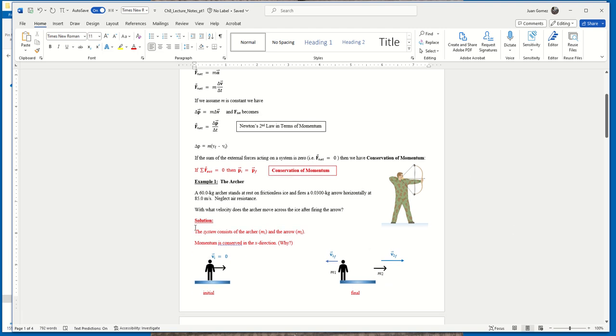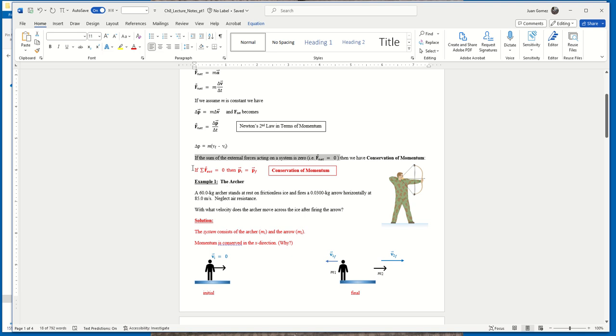So now there's something called conservation of momentum. In certain situations, the momentum of a system is conserved. And again, by system, we don't want to overthink it. It's typically one or more objects. And we'll see in this next example in just a second. But when is momentum conserved? Well, if the sum of the external forces acting on a system is 0, meaning if the net force is equal to 0, then we have conservation of momentum.